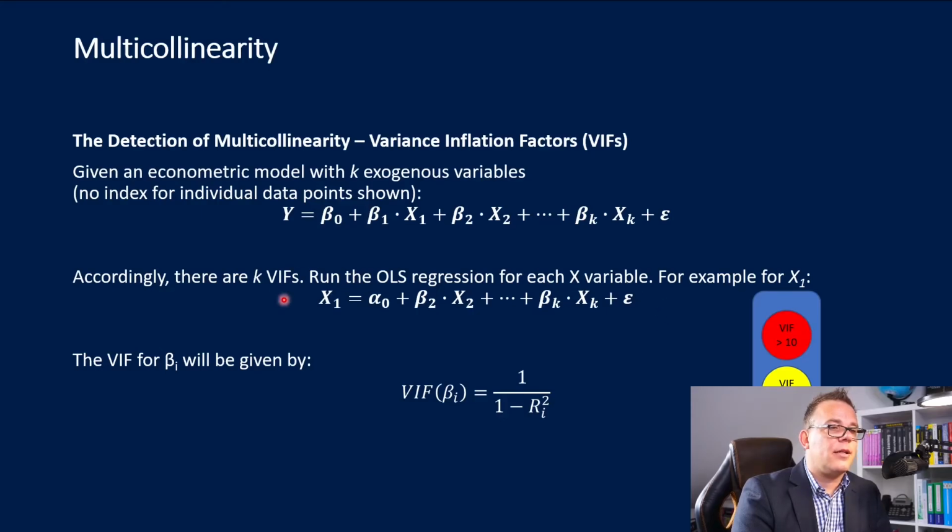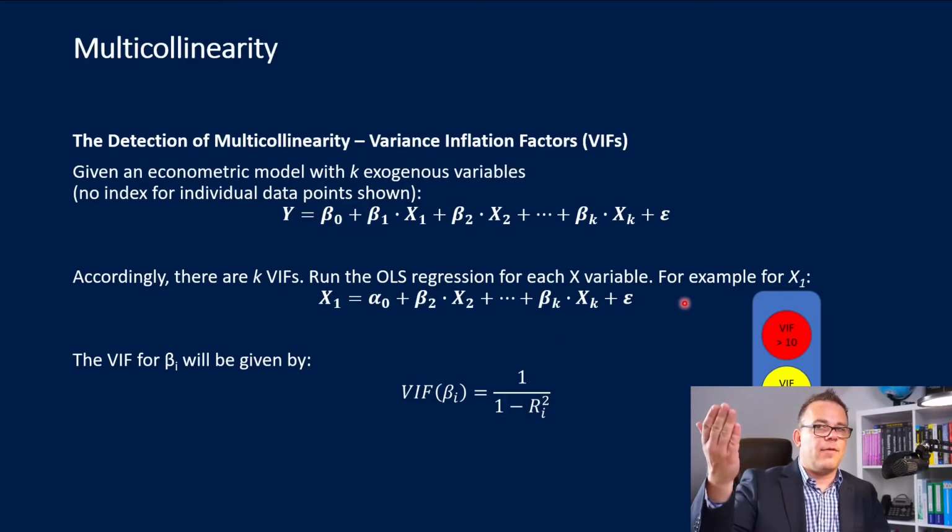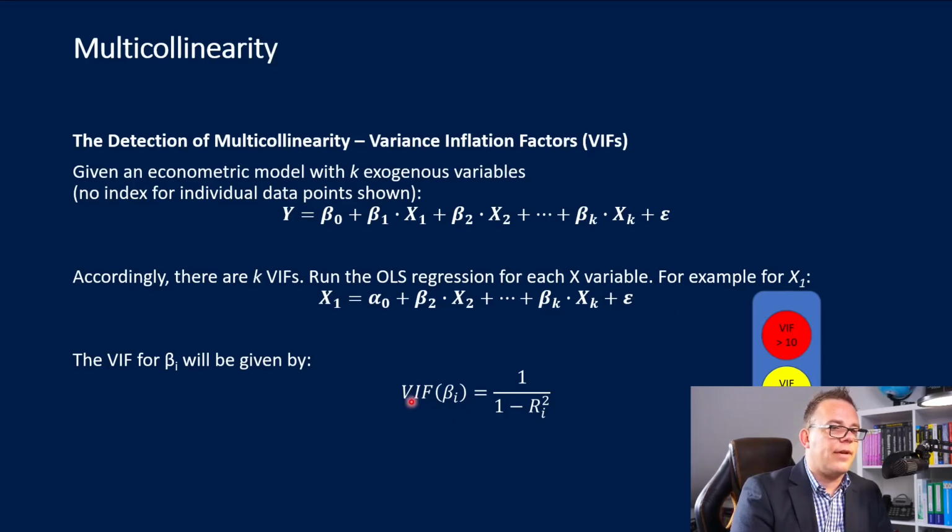Accordingly, in this econometric model, the R-square will be high, and the variance inflation factor for beta i, or in this case, of course, beta 1, can be calculated by 1 divided by 1 minus R square i. R square i is the R square of this regression model. Now, if this R square is very high, it is close to 1. 1 minus something close to 1 will give a very small number. 1 divided by a very small number will be a very high number, of course.